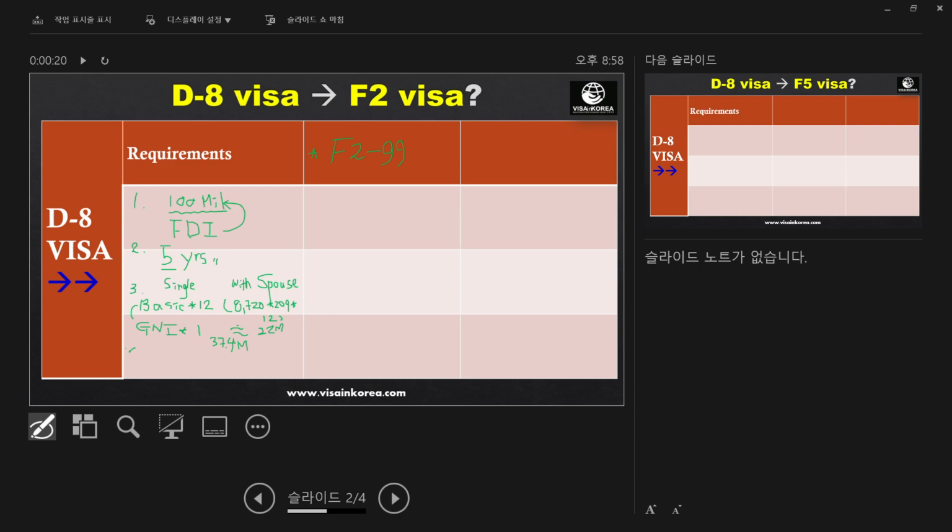The last one, another requirement from the D-A visa to F-2-99, the second one is KIIP stage 4 completion. This is mandatory, right?